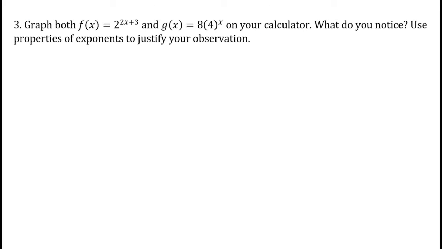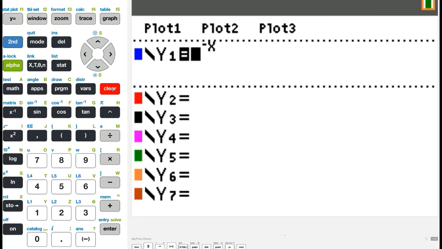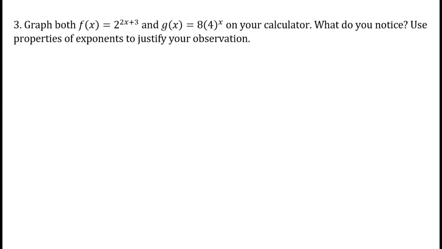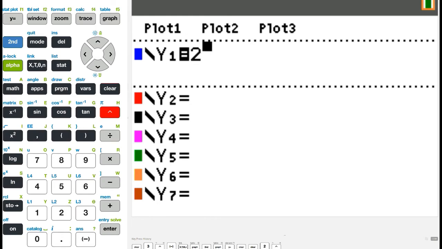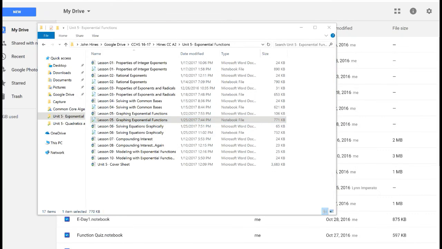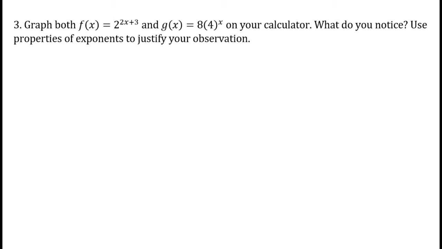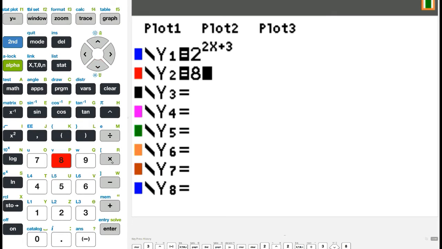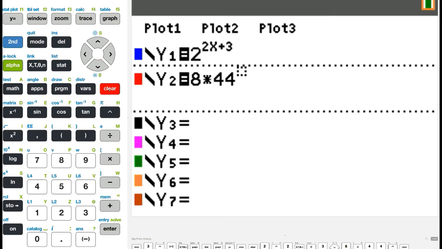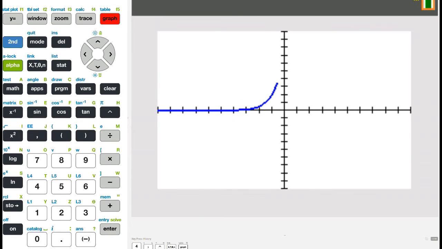Number 3, graph both of those functions on your calculator. What do you notice? Use property of exponents to justify your observation. So I want to graph both of these functions on my calculator. So let's go to y equals 2 to the 2x plus 3. If you have a TI-83, make sure that's in parentheses. And 8 times 4 to the x. You can use parentheses. You could use the multiplication sign. Doesn't matter. And graph. There's the blue function.